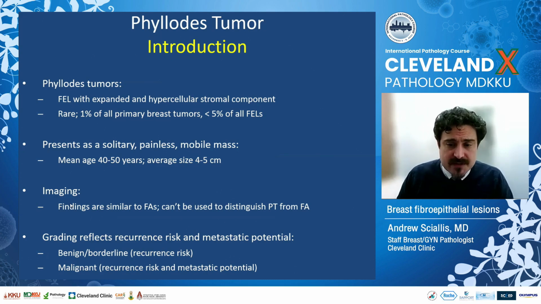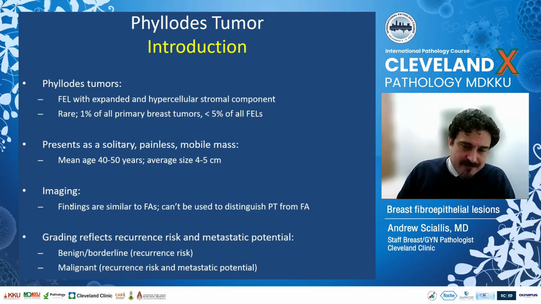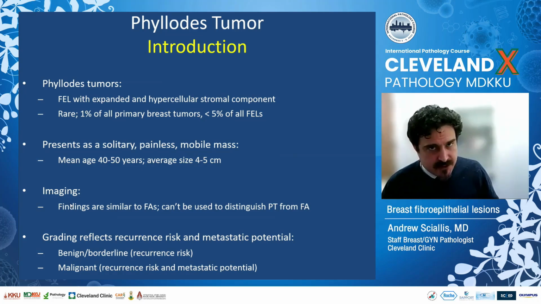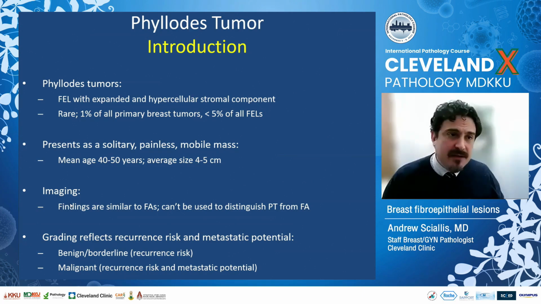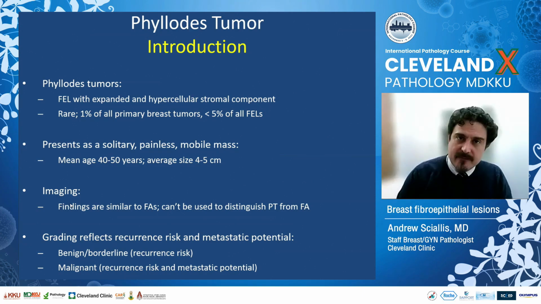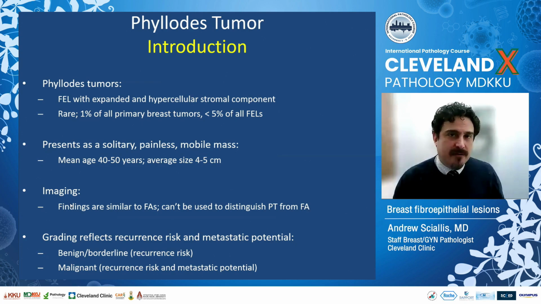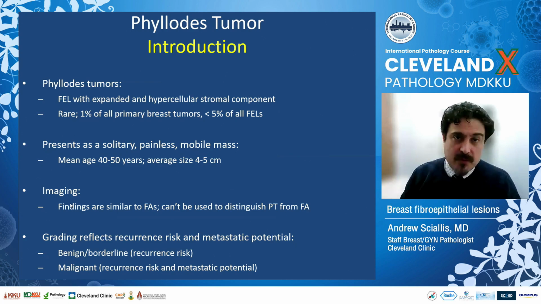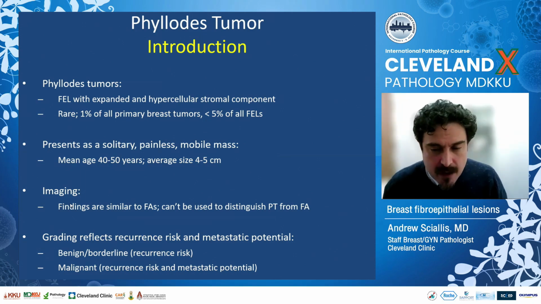The grading of these reflects the recurrence risk and metastatic potential. Benign and borderline tumors have a recurrence risk, at least in the literature. Borderline tumors, most certainly. Benign tumors probably have a behavior that's more like fibroadenomas than borderline tumors. So on clinical grounds, it's just important to make sure that if you call something a benign phyllodes tumor, it's completely excised. Borderline tumors may need a little bit more of a margin.